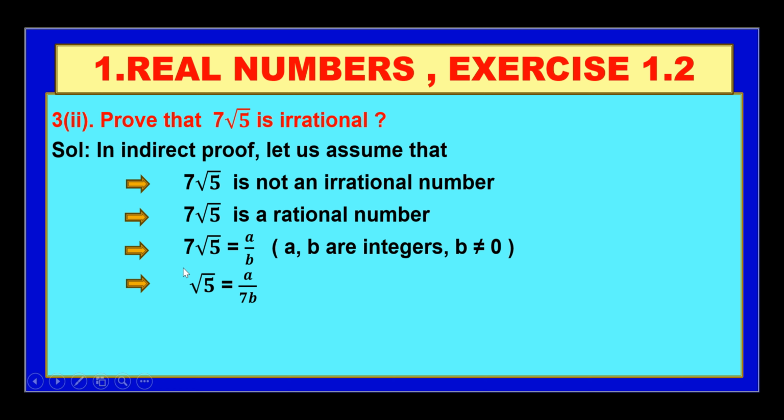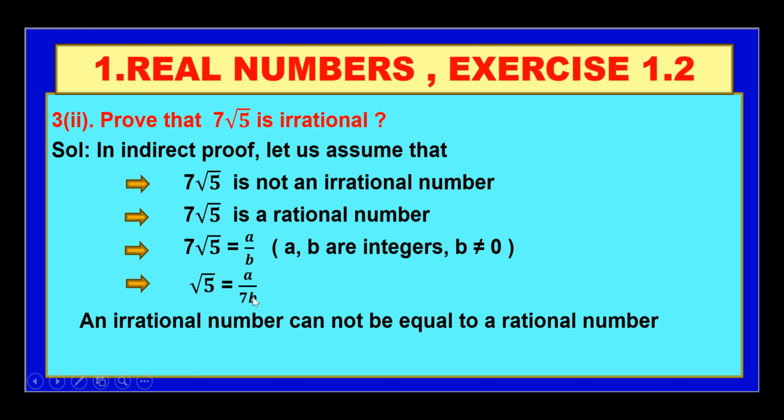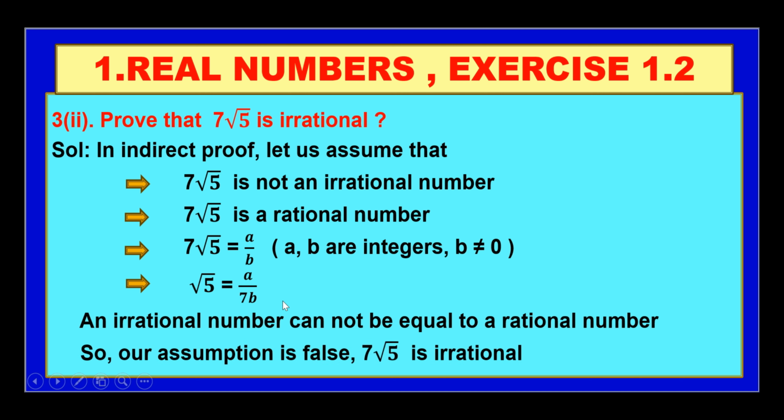Here again, if you observe this equality, root 5 is an irrational number and a by b is a rational number, and a by 7b is also a rational number. Therefore, an irrational number cannot be equal to a rational number, and our assumption is false. What is our assumption? 7 root 5 is not an irrational number is false. Therefore, 7 root 5 is an irrational number.